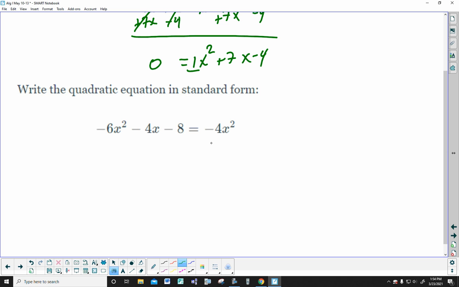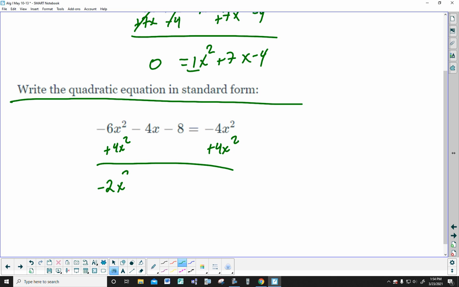Okay, delta math for these questions isn't going to care whether the leading coefficient is positive or negative. So I'm just going to add the 4x squared to the left, and I get minus 2x squared minus 4x minus 8 is equal to 0. Now, that bugs my personal what-the-heckometer, but you know, delta math is going to take it, and I'll talk about that a little more in a bit.